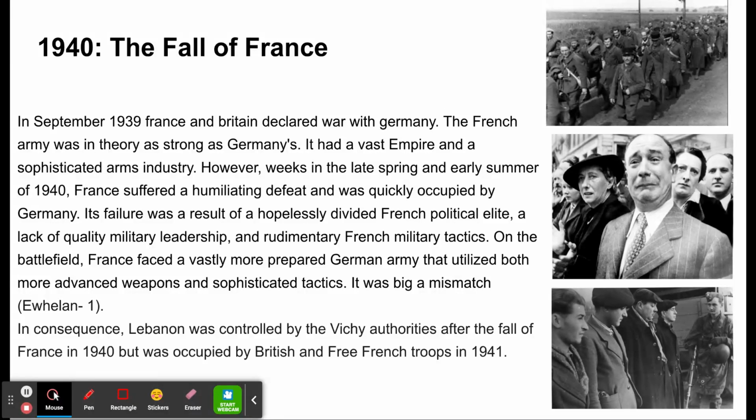In consequence, Lebanon was controlled by the Vichy authorities after the fall of France in 1940, but was occupied by British and Free French troops in 1941.